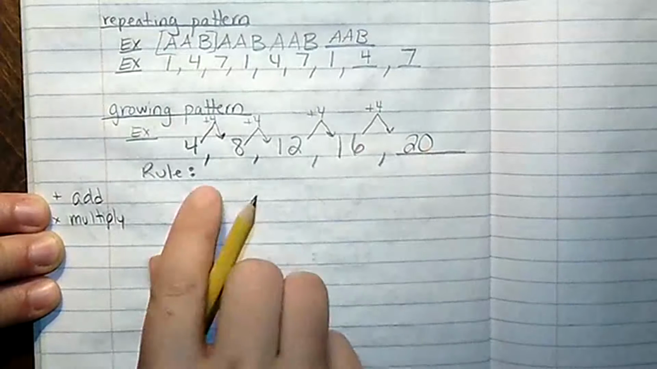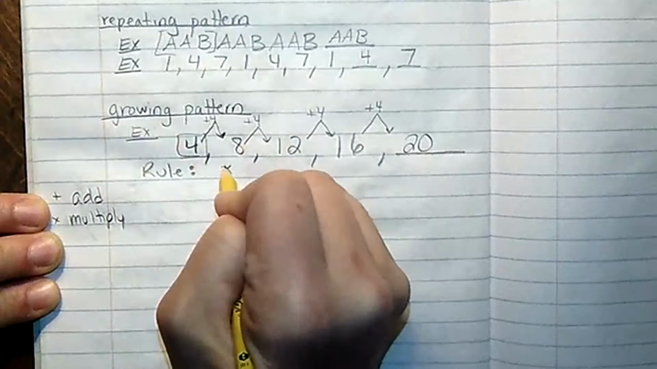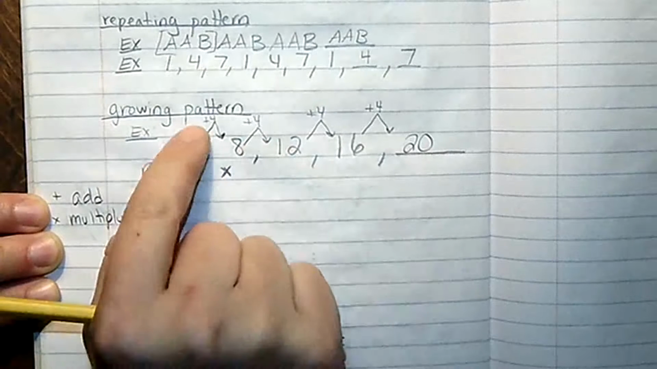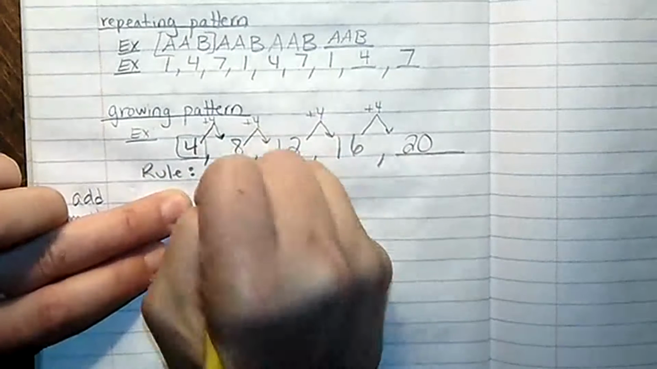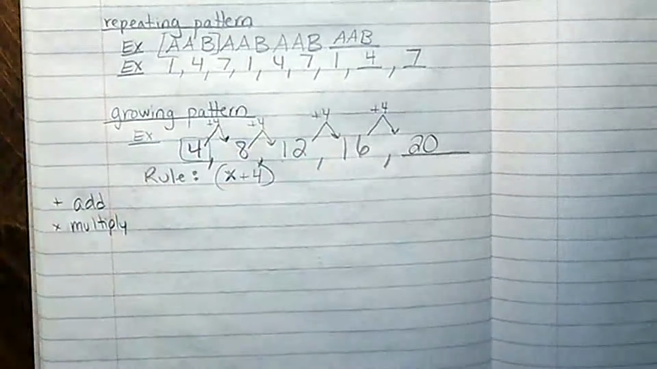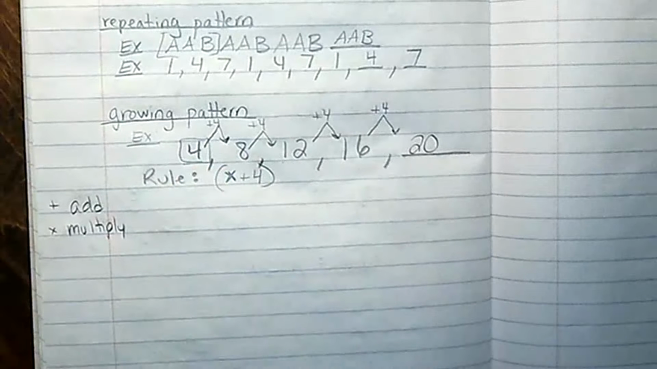What is my rule? Anytime I have a number, we're going to call our number X. It could be any number. I took my number and I added 4. So the rule is X plus 4. That's an example of a growing pattern because none of the numbers repeat themselves.